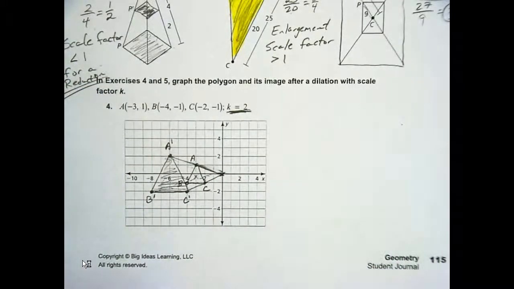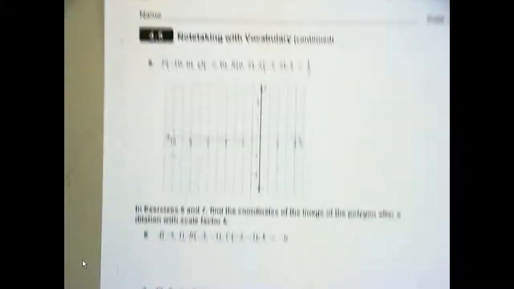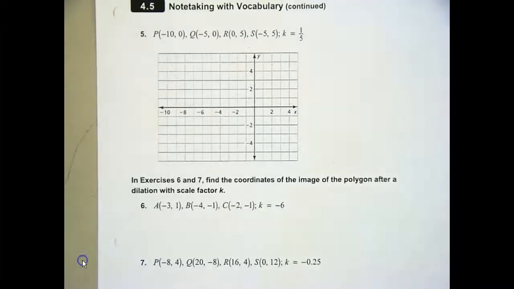Okay. Good questions. Let's go ahead and turn to the next page, please. Okay, I want you to try number 5. Give number 5 a go. You plot the points? You'll be able to see here in a minute.